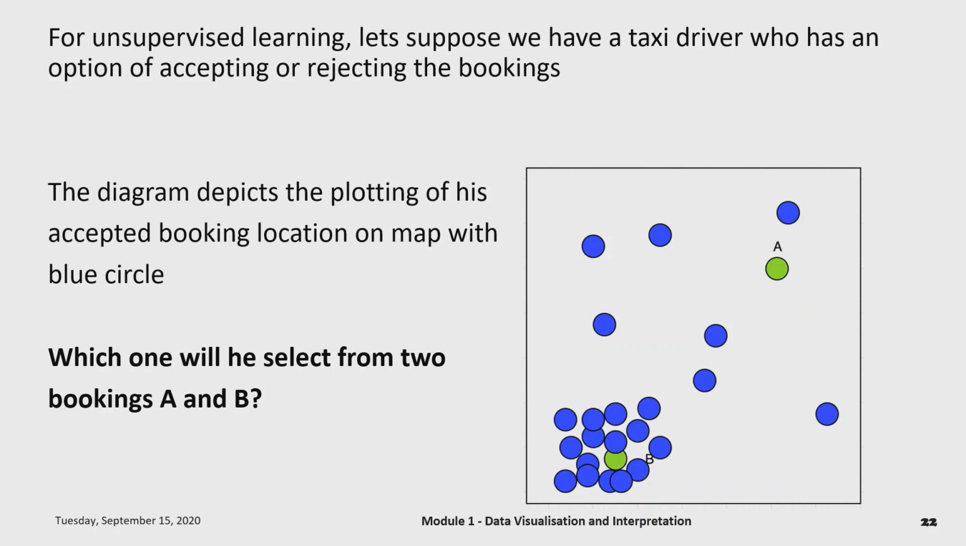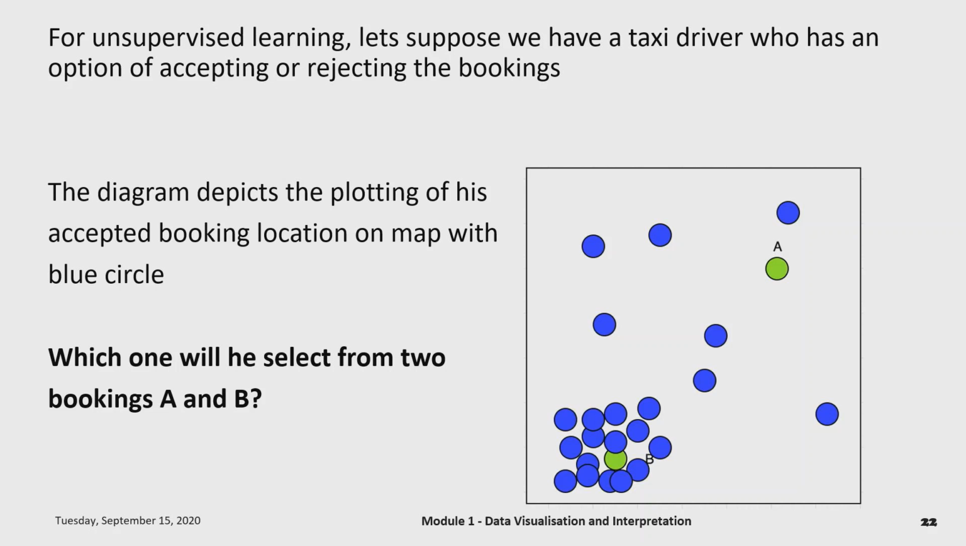Now let's see the same problem statement from a different perspective so as to understand what unsupervised learning is, right? So let's suppose we have a taxi driver who has an option of accepting or rejecting bookings, right? You use this many times in metropolitan cities, we use Ola, Uber, right? We go onto that application and click on a taxi driver nearby, we ping it, and if the taxi driver is available he responds back and comes to our location, right?